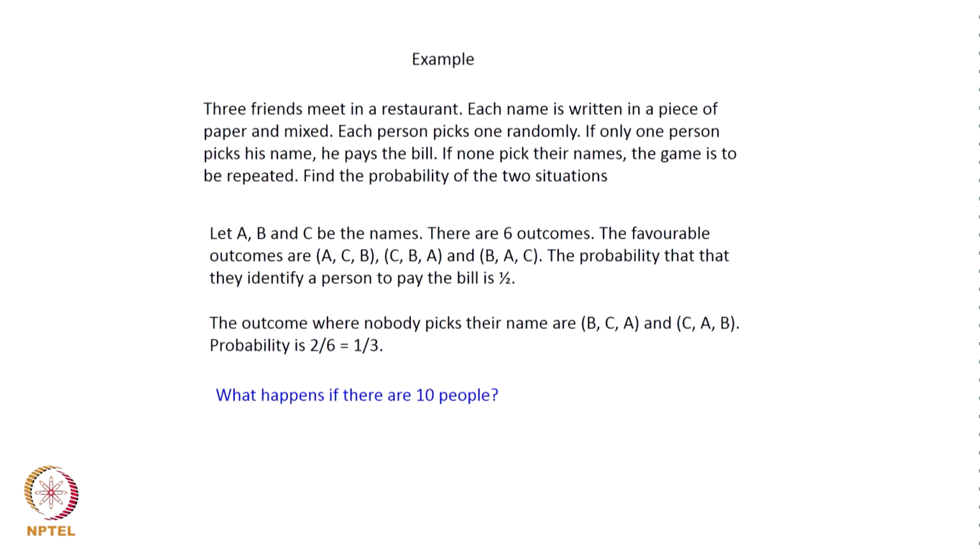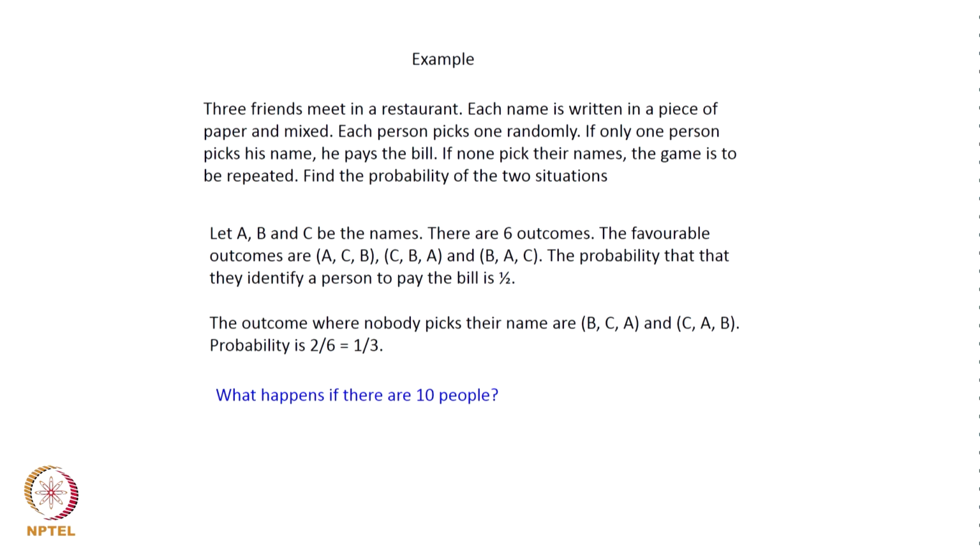So let A, B and C be the names. There are 6 outcomes. The favorable outcomes are ACB, CBA and BAC. So these are the favorable outcomes. Therefore the probability that they identify a person to pay the bill is actually half.